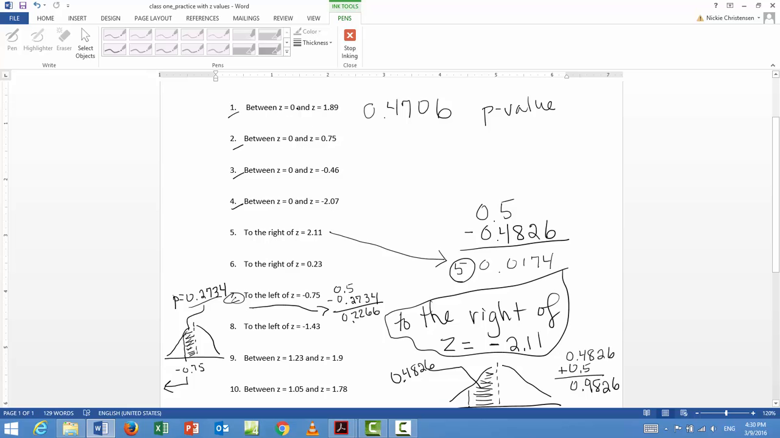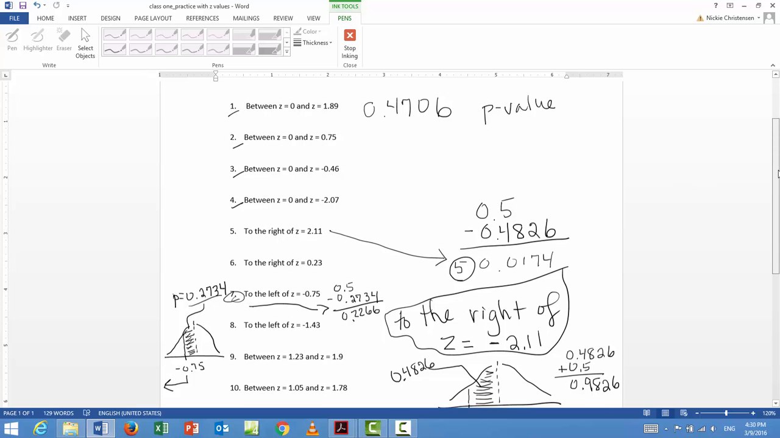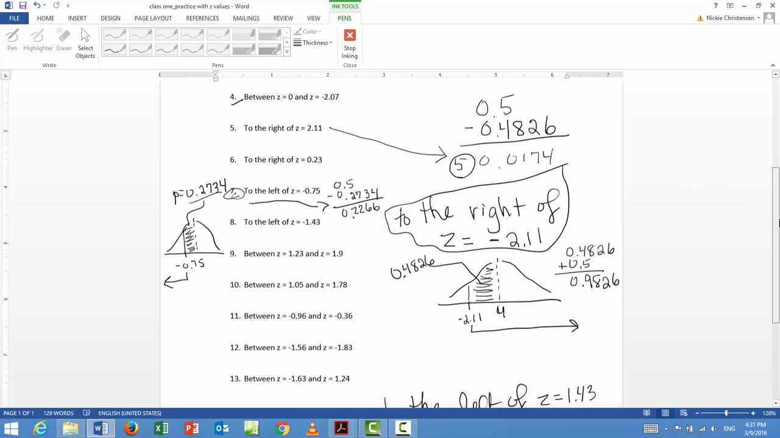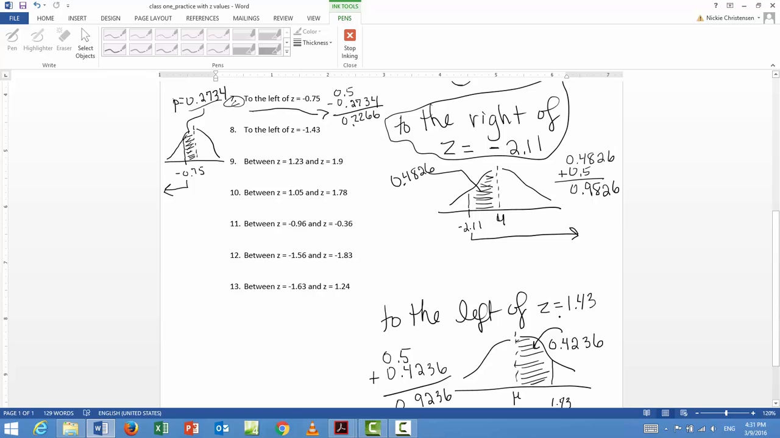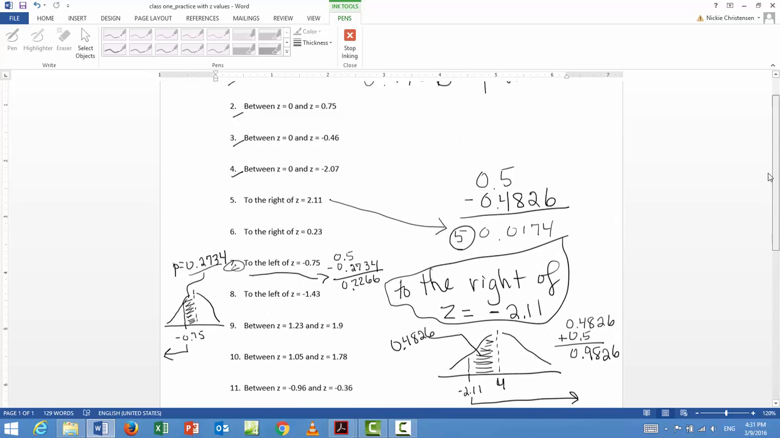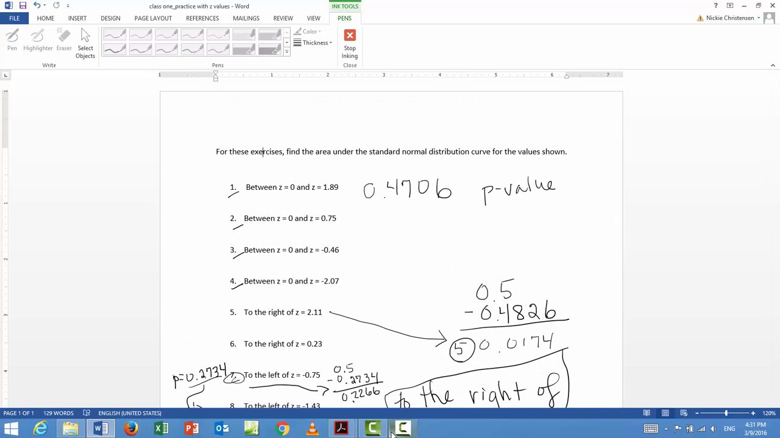So we did basic problems, just finding the area between the mean and the z-score, which is just copying the p-value from the table. We did to the right problems with positive z-scores and negative z-scores, and then we did to the left problems with negative z-scores and positive z-scores. In the next video, we're going to talk about how to do between problems.